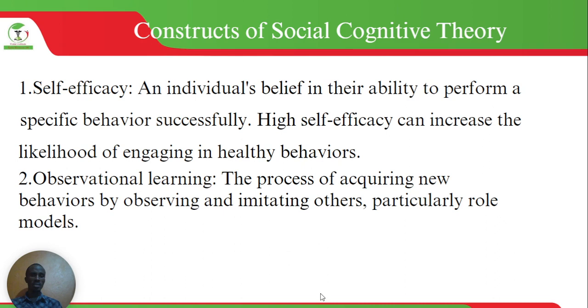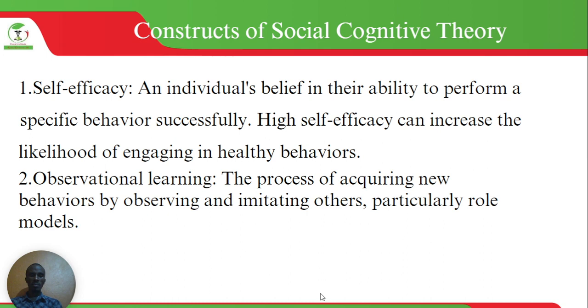Then number two in the constructs includes observational learning, which is the process of acquiring new behaviors by observing and imitating others, particularly role models. So when we are implementing those health promotion programs, we should make sure that we put in place those role models who have desirable behaviors. These people should be surrounded by the people that they look up to who have desirable behaviors.